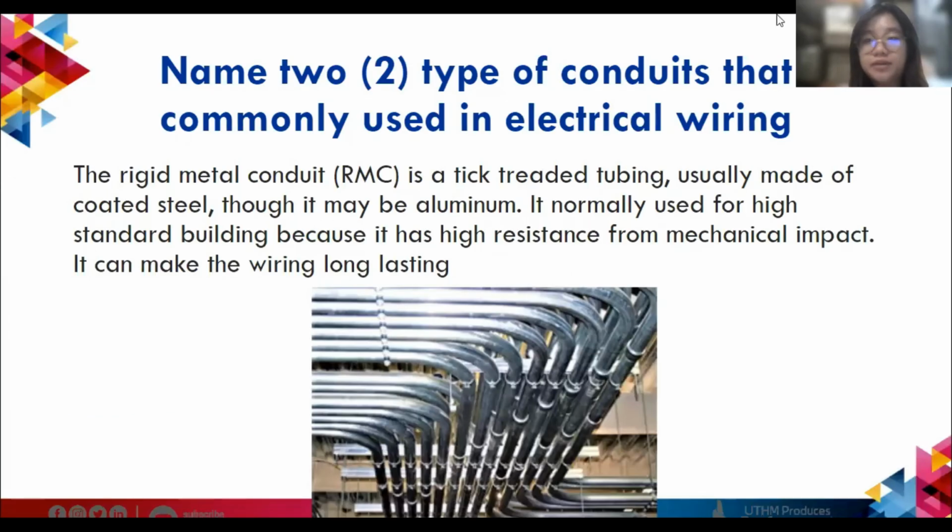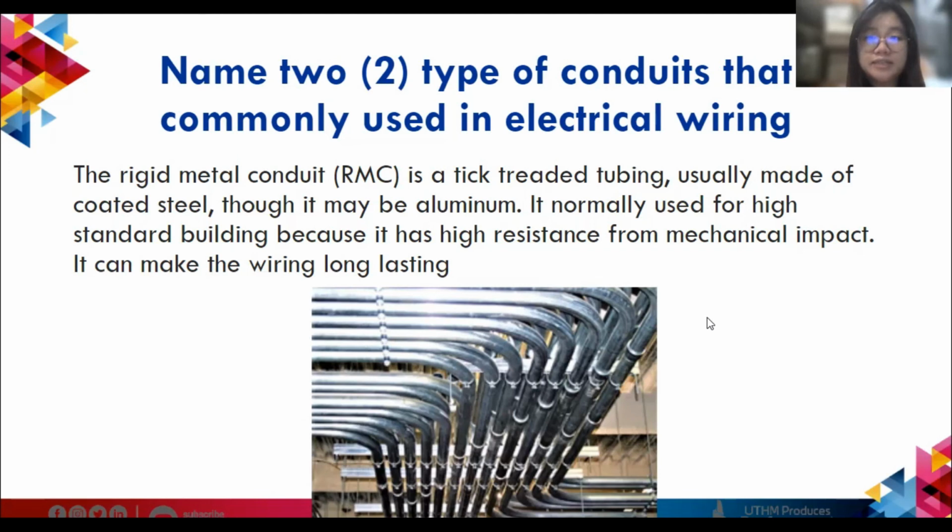Next, I will explain about question number 2: name 2 types of conduits that are commonly used in electrical wiring. The first type is rigid metal conduit. This is the diagram of the rigid metal conduit. It is a thick threaded tubing usually made of coated steel, though it may also be aluminum. It is normally used for high standard buildings because it is highly resistant to mechanical impact. It can make the wiring long lasting.